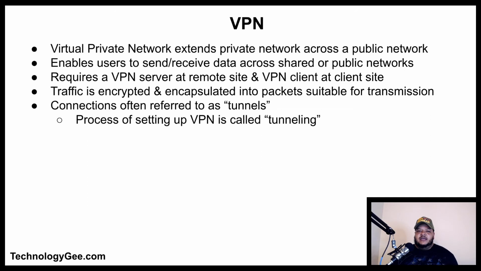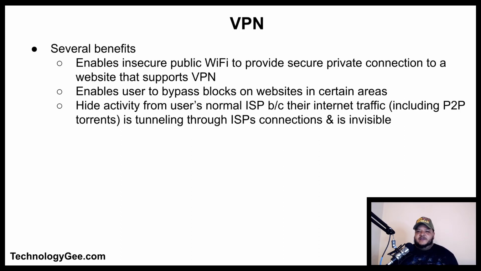VPN traffic between clients and servers is encrypted and encapsulated into packets suitable for transmission over the network. VPN connections are often referred to as tunnels, and the process of setting up a VPN is known as tunneling. A VPN connection has several benefits compared with a standard connection. A VPN connection enables insecure public Wi-Fi to provide a secure private connection to a website that supports VPNs.